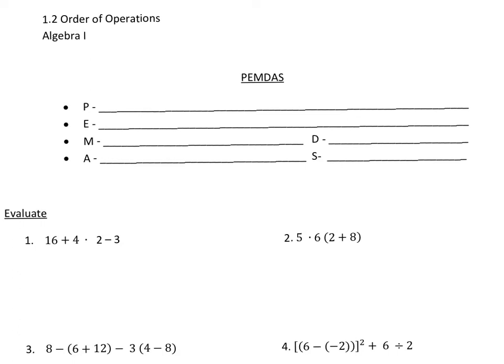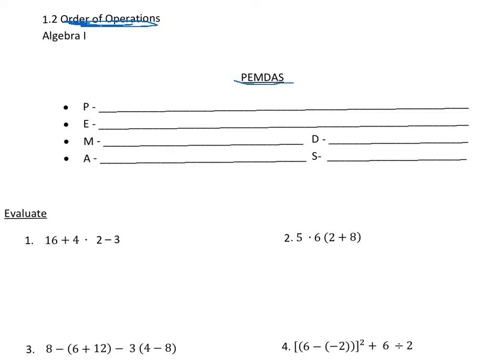All right, for this video, we're going to jump right into Chapter 1. Actually, the first section of Chapter 1 goes over the basics, like what a variable is, meaning that it's an unknown, and it can represent a number. This we're going to skip and go right to 1.2, order of operations. And you've probably seen this before.